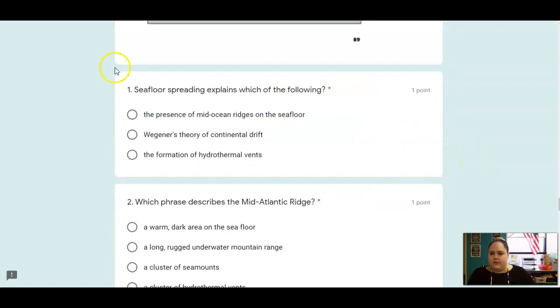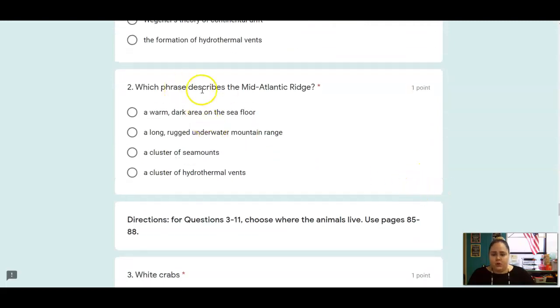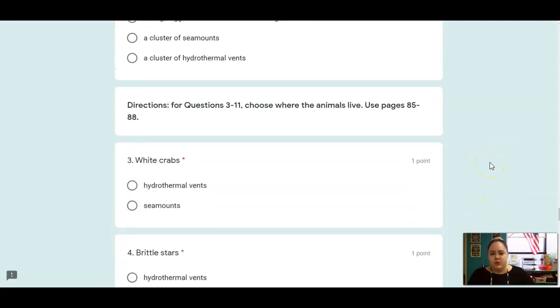I'm going to scroll down to the questions. All right, so number 1 says, seafloor spreading explains which of the following. So go back and find the passage that talks about seafloor spreading and tell me which one of those is explained by it. Which phrase describes the mid-Atlantic ridge? So go back and find the definition for mid-Atlantic ridge.